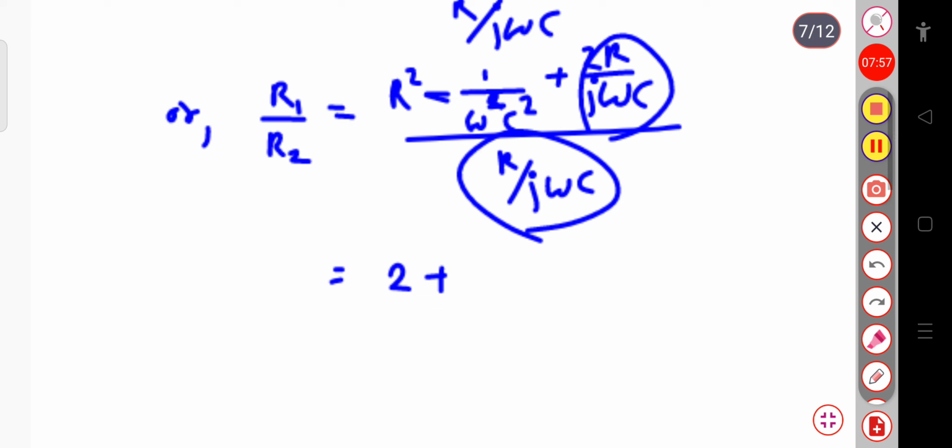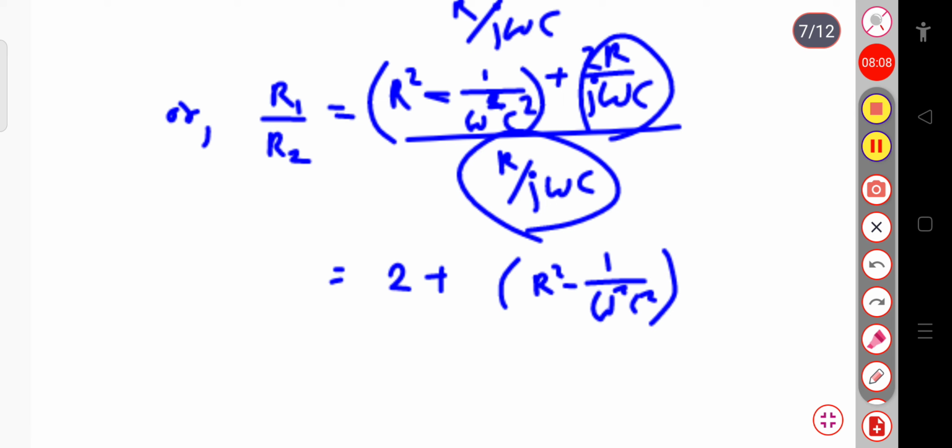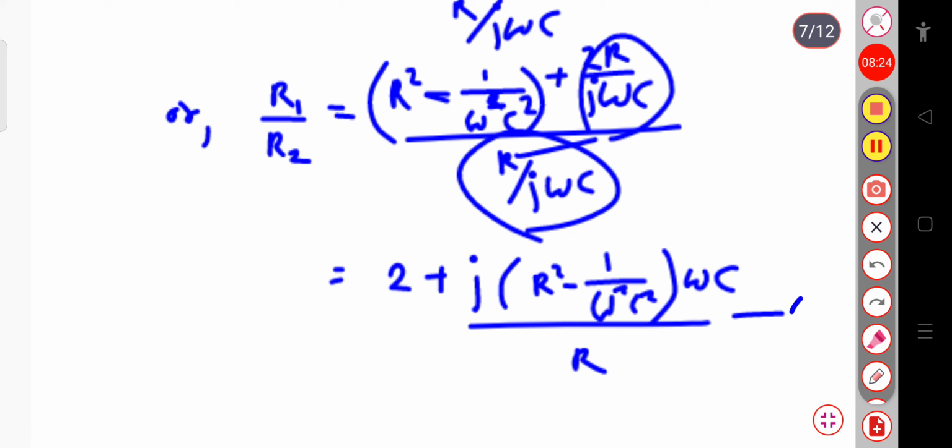for this 2 term, that is R square minus 1 by omega square c square, if I write first R square minus 1 by omega square c square term is here, and this j omega c term will be multiplied here. So let me write j into omega c whole divided by R. So here we have separated the real part as well as the imaginary part. This is suppose equation number 2. So now if we equate the real part, that is here R1 by R2 equal to this much.